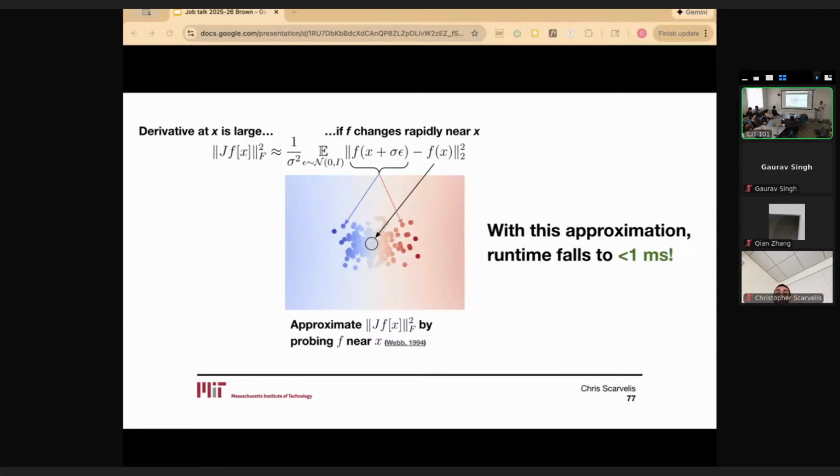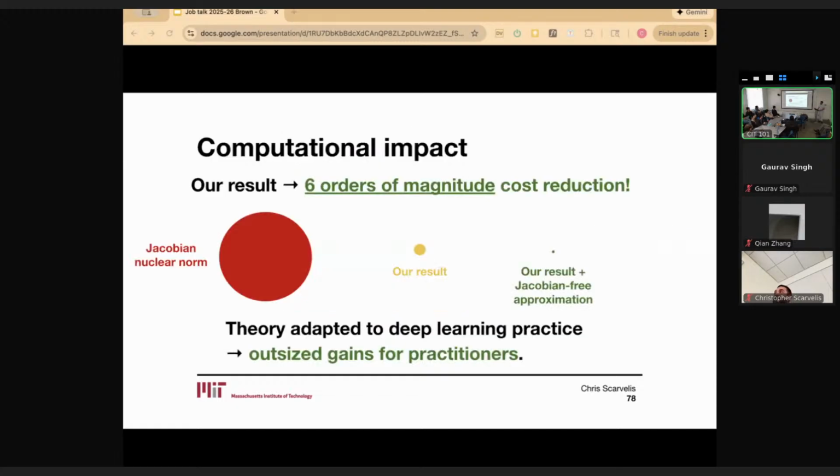Now, this approximation is very cheap. On this same example, it now takes less than a millisecond to compute this regularizer. And this is especially striking if we compare that runtime to the nearly 300 seconds we originally had to tolerate. That's a 6 order of magnitude cost reduction. And I think this is a great example of how carefully aligning our theoretical assumptions with real-world practice gives us theory that's not just interesting math, but also directly useful to practitioners.